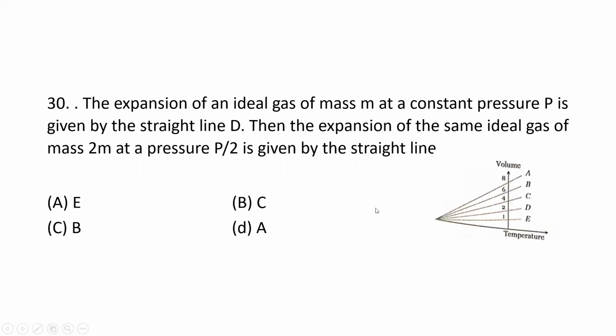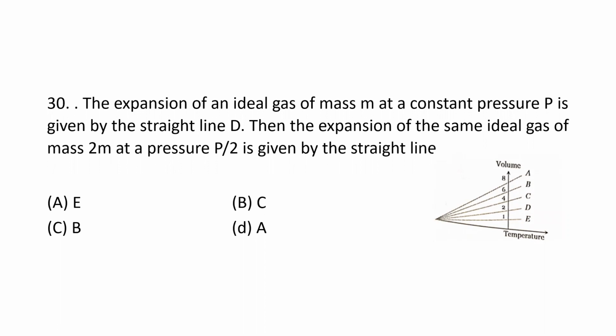Next question. The expansion of an ideal gas of mass M at a constant pressure P is given by the straight line D. So you can see in the figure we have the graph of volume versus temperature. Different ideal gas lines they have taken A, B, C, D, E. Right, the corresponding values of volume are given like 1, 2, 4, 6, 8.